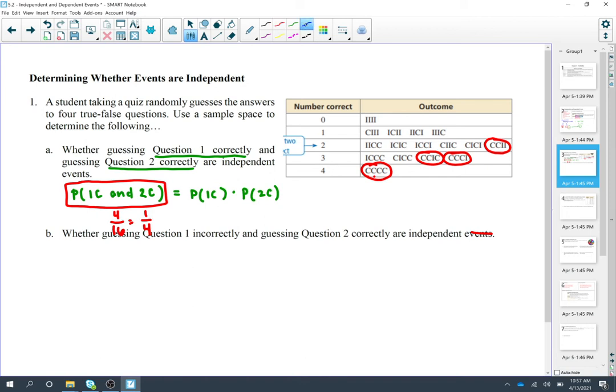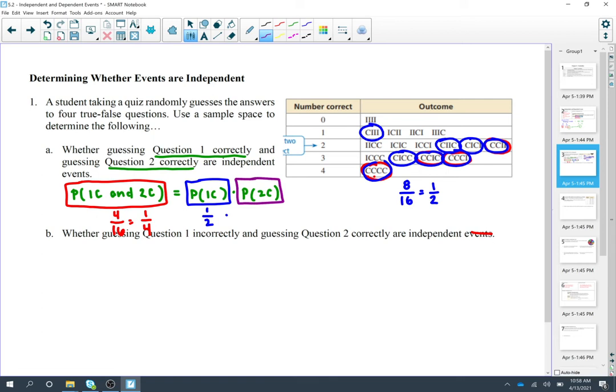Now I'm going to look at them independently. The probability that I guess number 1 correct, well, that would be these. That's 2, 3, 4, 5, 6, 7, 8. So that's 8 out of 16, which is 1/2. Times the probability that I guess number 2 correct.